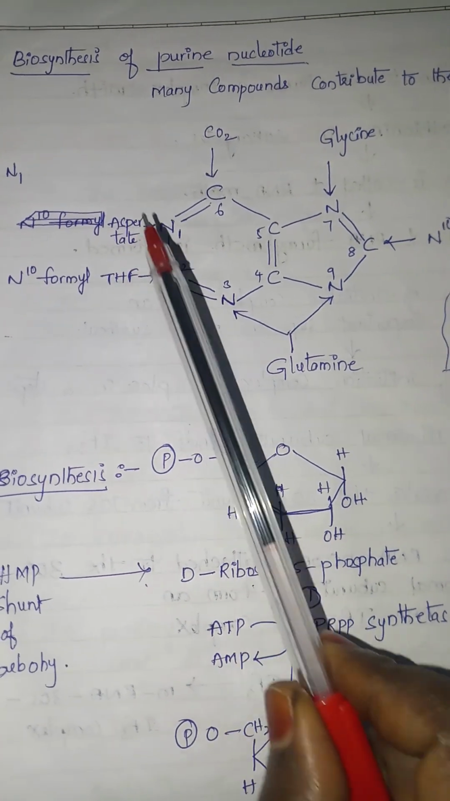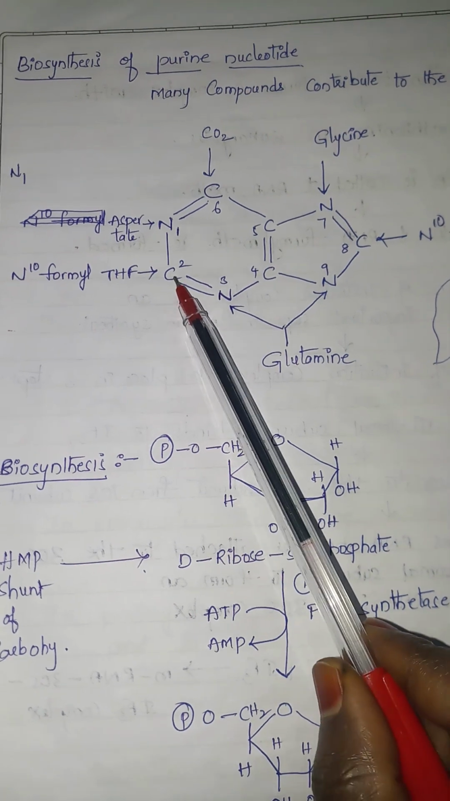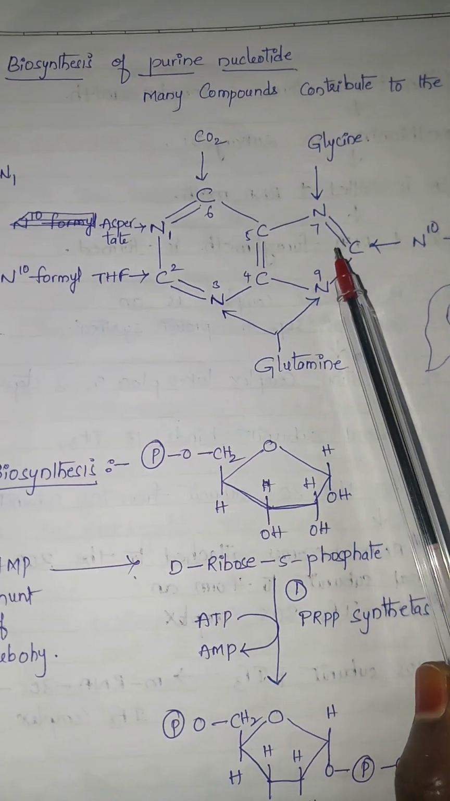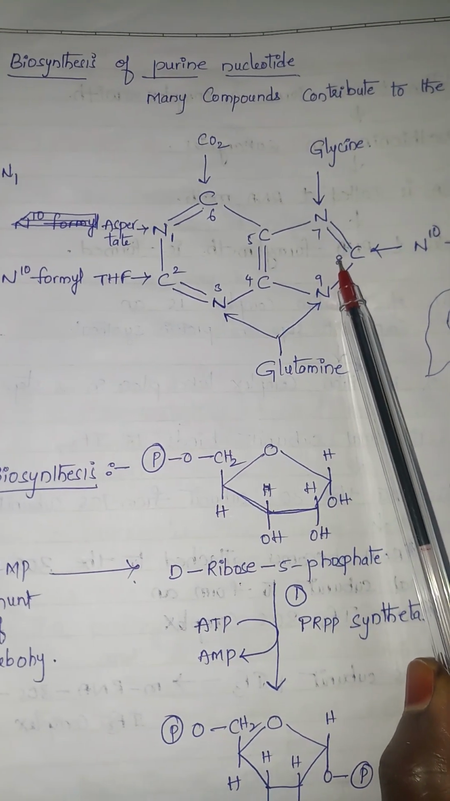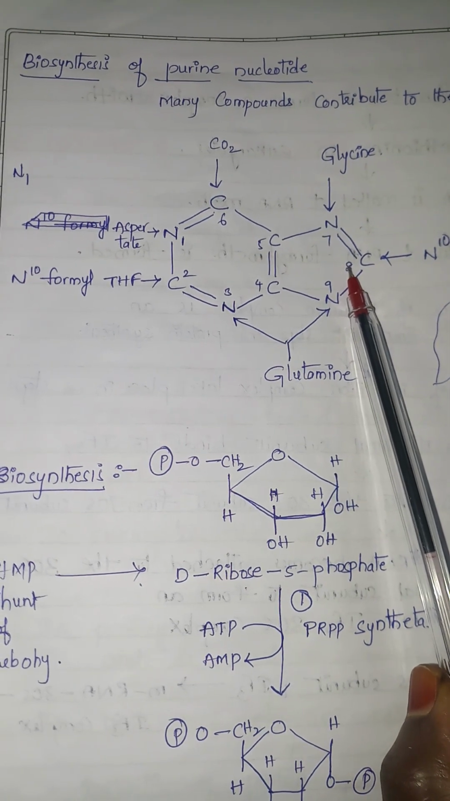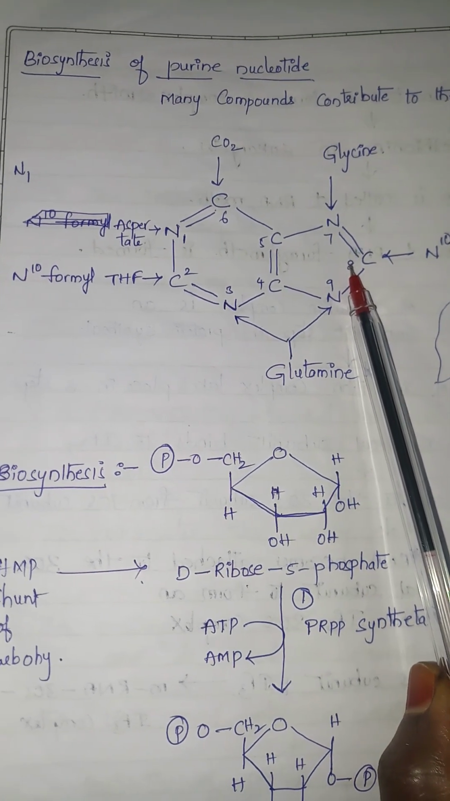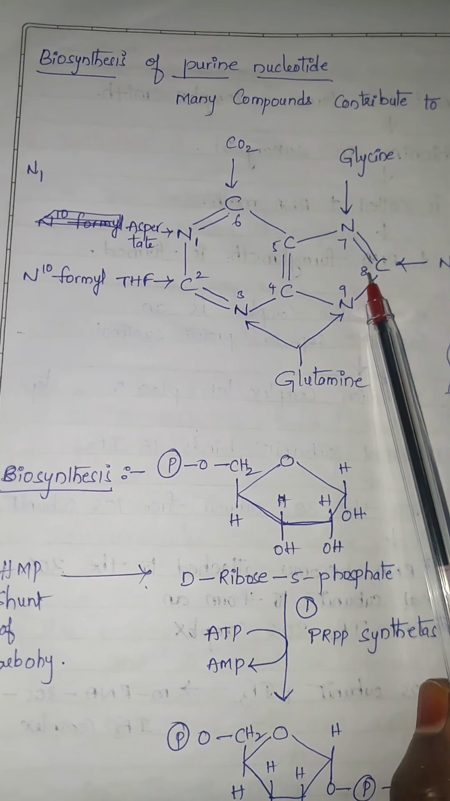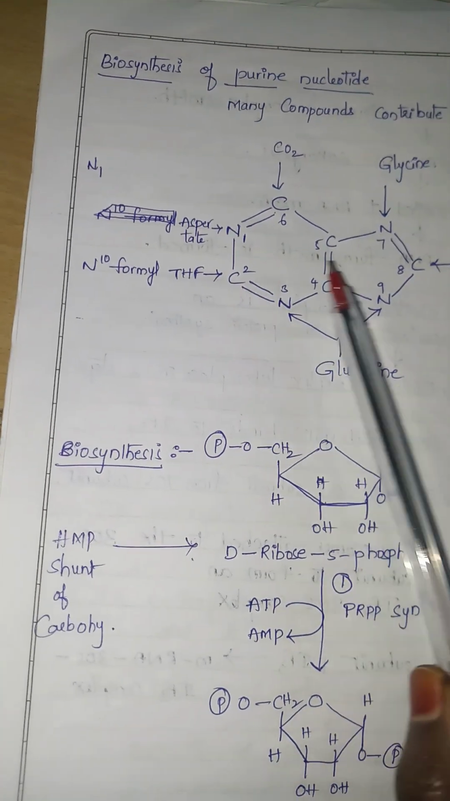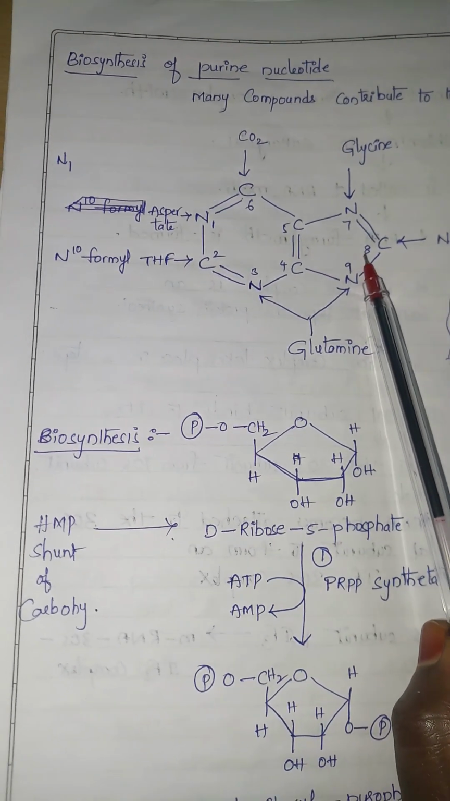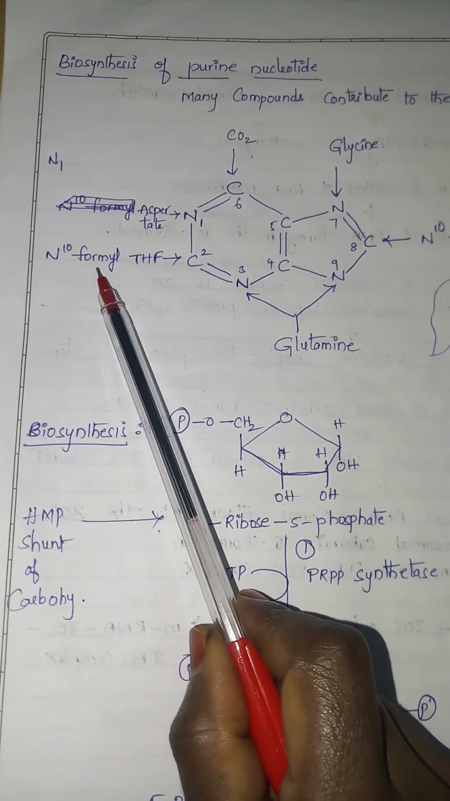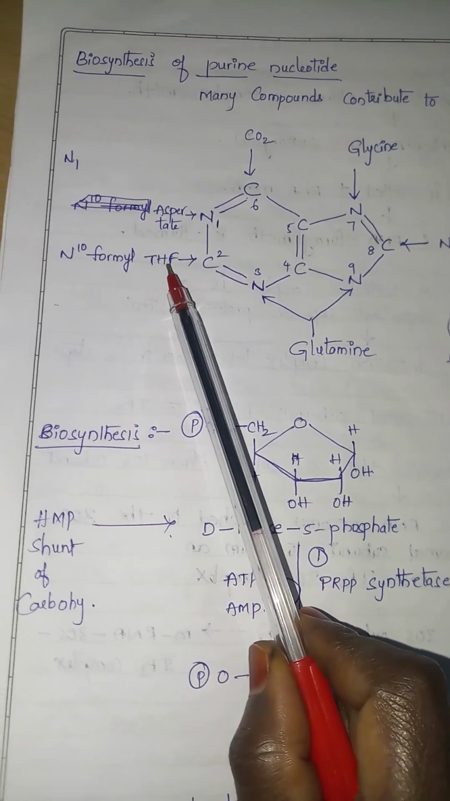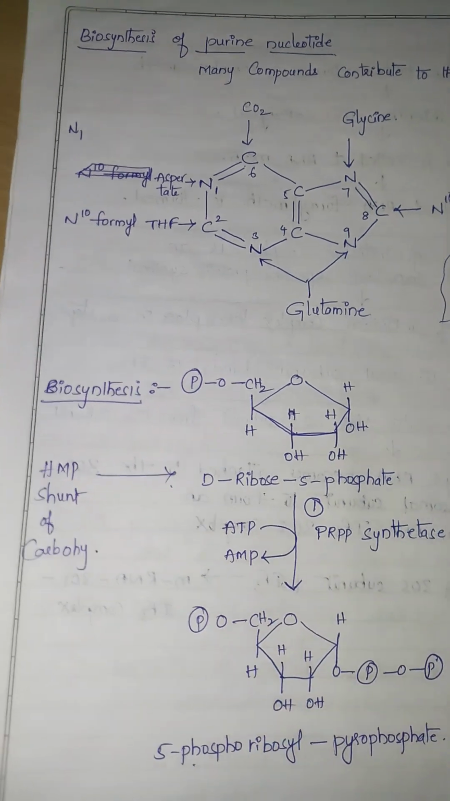C2 and C8 arise from the formate of N10 formyl tetrahydrofolate. C2 and C8 are derived from N10 formyl tetrahydrofolate.